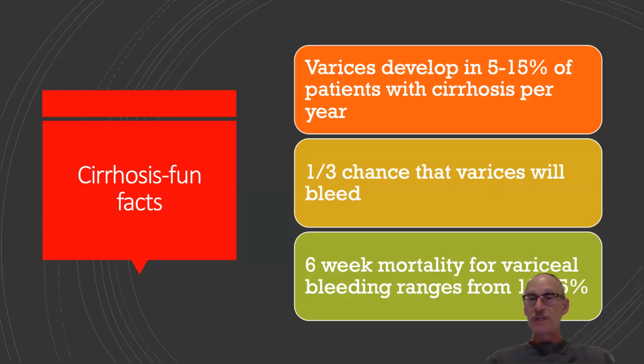Here are some cirrhosis fun facts. Varices develop in about 5 to 15% of patients with cirrhosis each year. Of the patients who have varices, there's about a 1 in 3 chance that those varices will bleed. And the 6-week mortality rate for variceal bleeding ranges from 15 to 25%. So it's really a significant cause of mortality in patients with cirrhosis and portal hypertension.